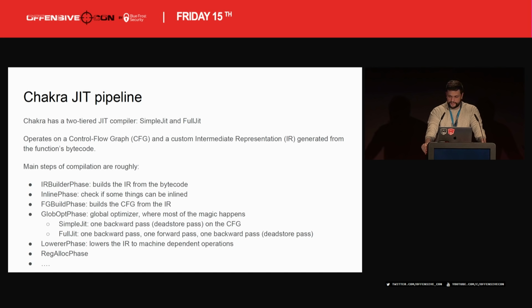So it's not uncommon that the JIT compiler will actually transpile the bytecode to something that's most suited for JIT compilation. That's because the bytecode is, of course, optimized for the interpreter, which might not be the best thing for the JIT compiler. So the main steps of compilation in Chakra: first off, you build the intermediate representation from the bytecode. You have an inline phase. The reason it's done so early is that inlining stuff allows for further optimization. So if you look at other JIT engines, you will see that inlining happens pretty early on.